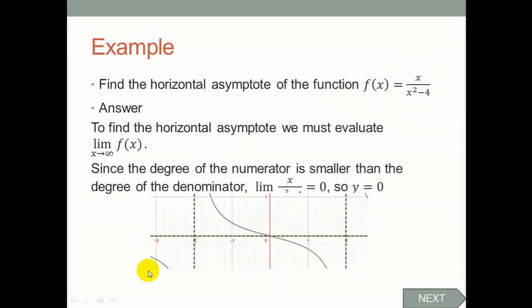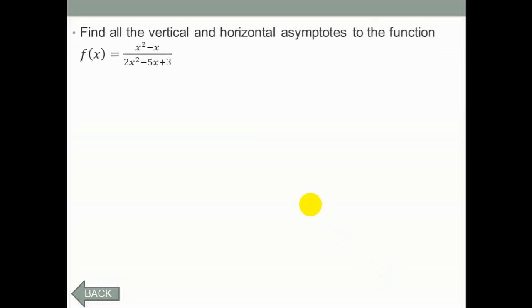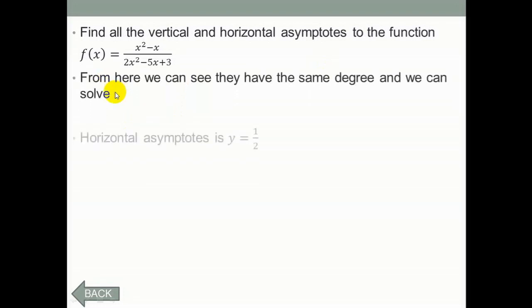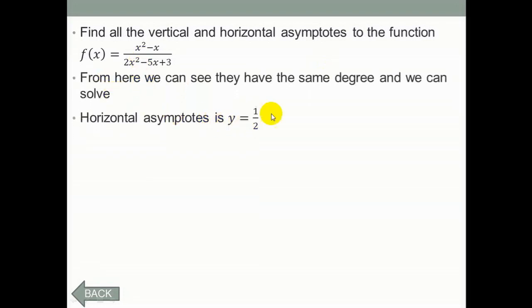Now, another example. Find all the vertical and horizontal asymptotes of the function f(x) equals x squared minus x over 2x squared minus 5x plus 3. From here, you need to look at the degrees. The degrees are the same, so the horizontal asymptote is a constant, the ratio of the coefficients of the variables. So the horizontal asymptote is y equals 1 over 2.